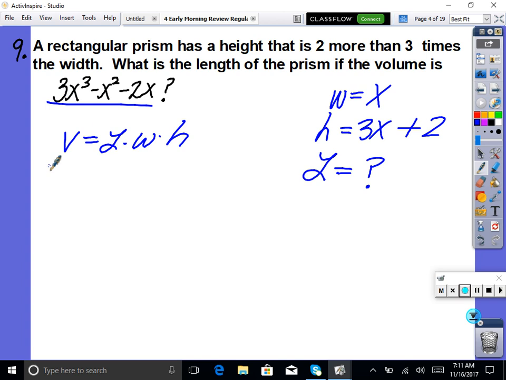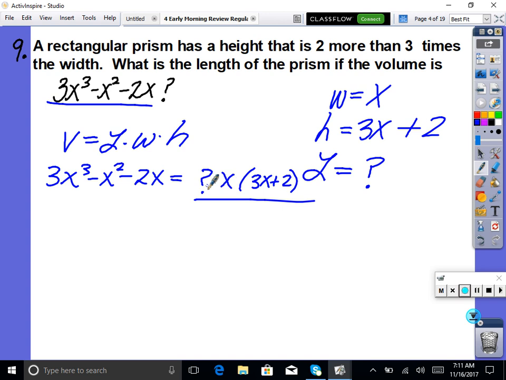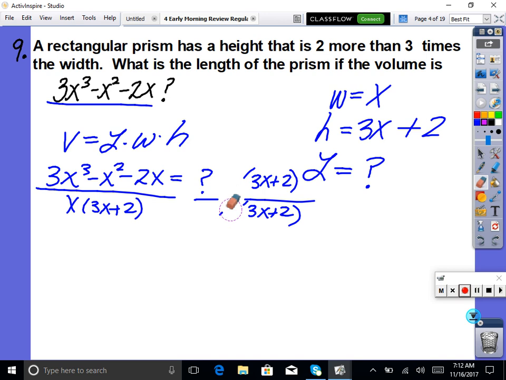My volume's that, so I have 3x cubed minus x squared minus 2x. That's going to equal our length, we don't know, times our width, which is x, times our height, which is 3x plus 2. What's my goal? To get the question mark alone, correct. So what undoes multiplication? Division. So you divide by x, 3x plus 2, to both sides. Now look, the question mark is alone, because these will divide out.